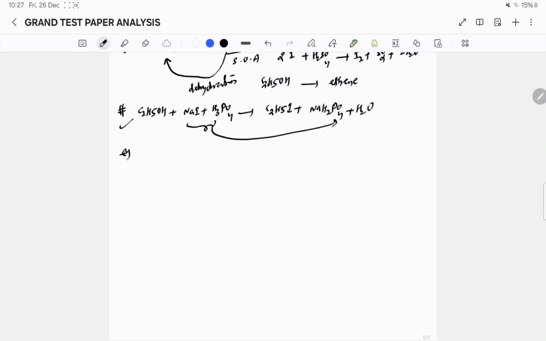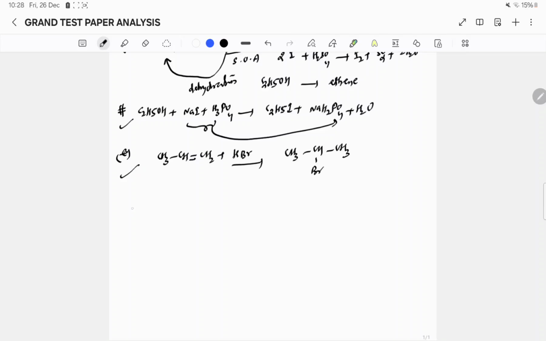Now we come to E. This alkene is reacted with HBr. It follows the Markovnikov rule and you will get the major product 2-bromopropane. So E also will give the test.